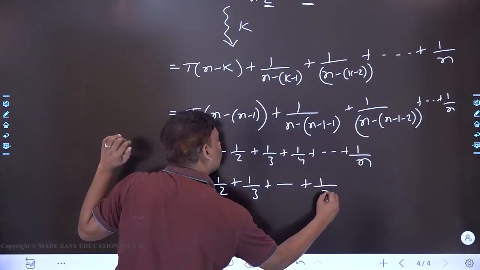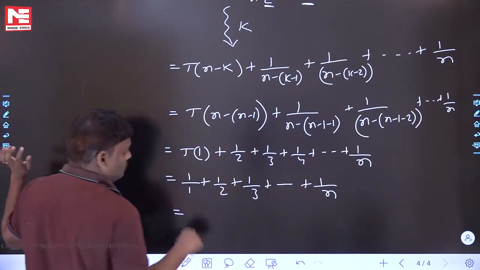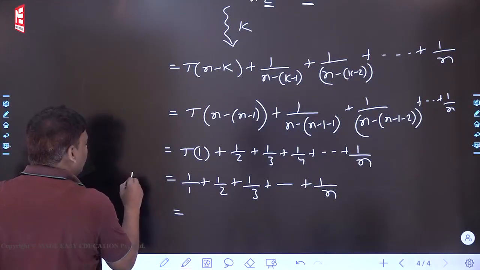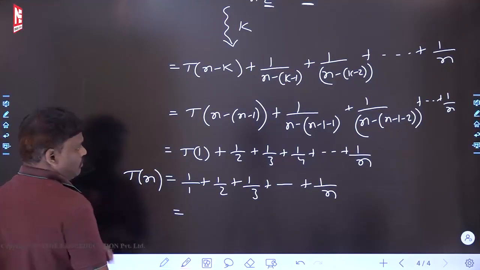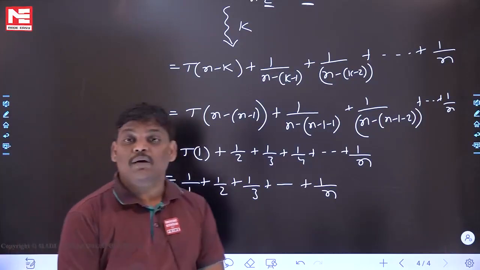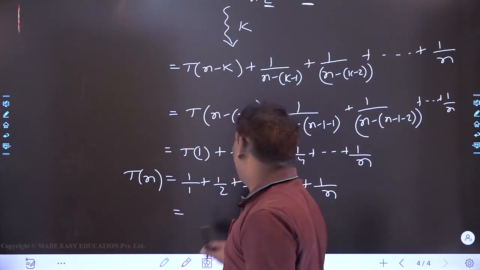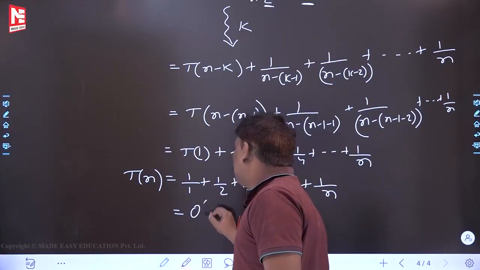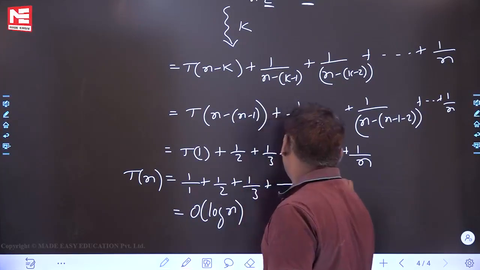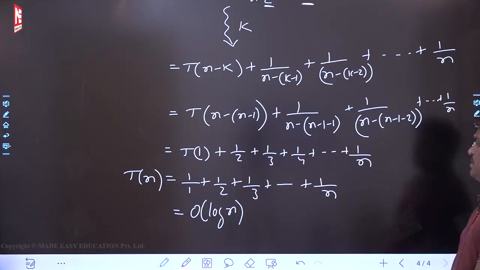1 by n. Right, what will this go to? This is the series 1 by 1 plus 1 by 2 plus 1 by 3. Try to remember, right? So Tn actual answer is this. If it is there in the options exactly like that, please go ahead. If not there, try to remember this is the log n series. So the answer is going to be order of log n. Please be careful. Tn is approximately the log n series.